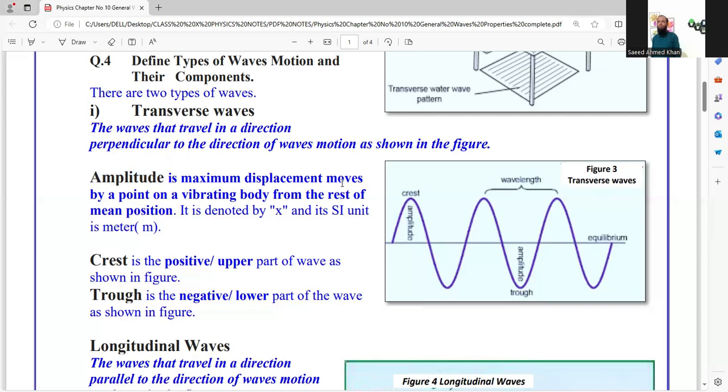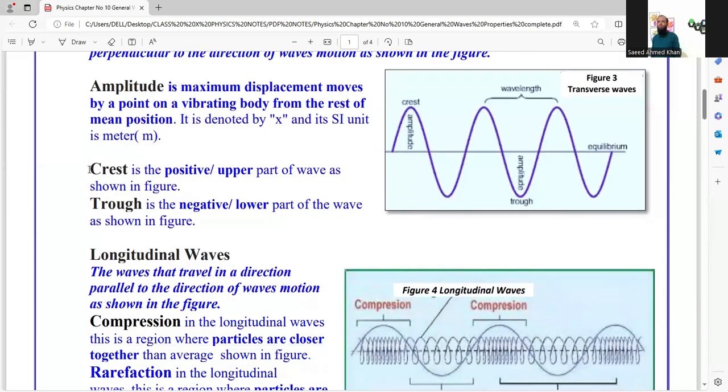Next definition is crest. The positive and upper part of the wave is crest. So this portion we can take as the positive part, that is also called crest or upper part. Now we have a trough. The lower part or negative part of the wave is called trough.